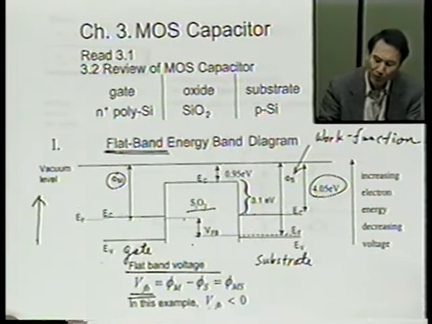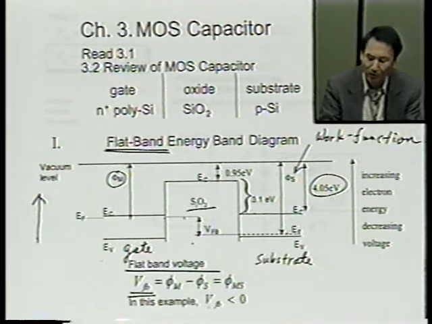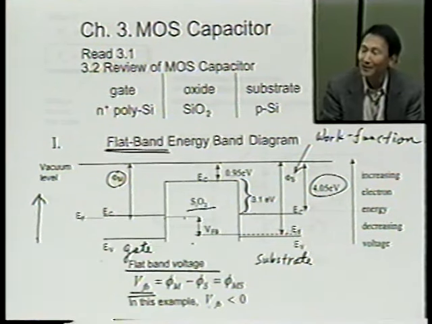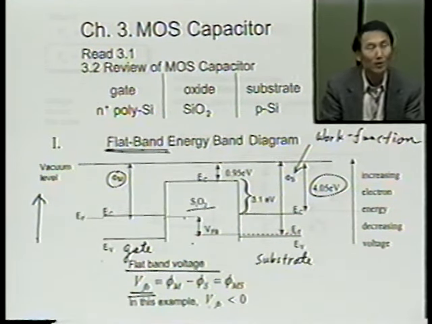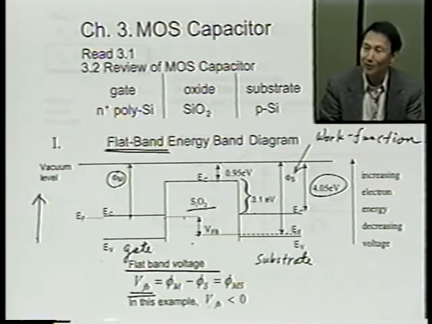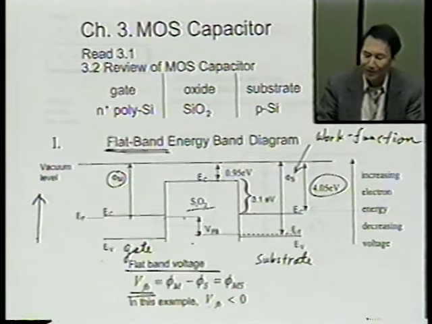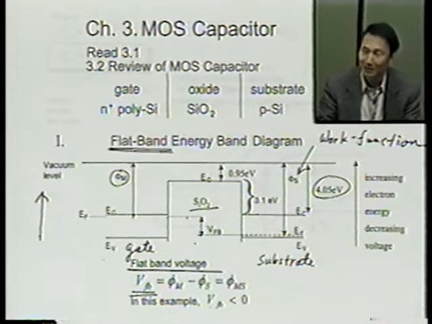It's larger energy for electrons going up vertically in this diagram. It's larger electron energy, and therefore must be lower electrical voltage. Right? You know the electrical voltage is low when the electron energy is large. This is because the voltage is defined as the potential for a positive charge.